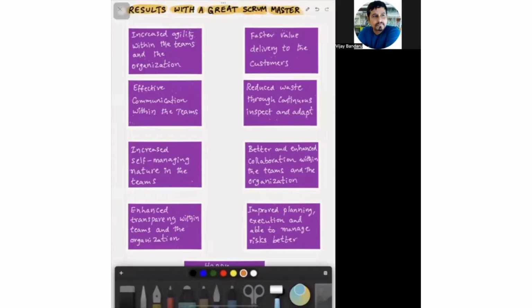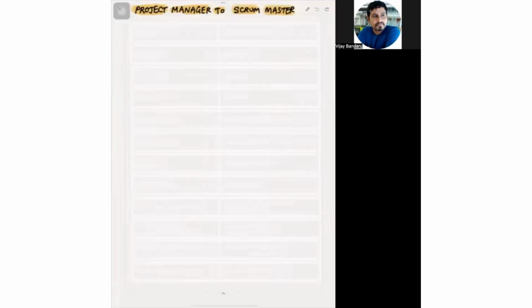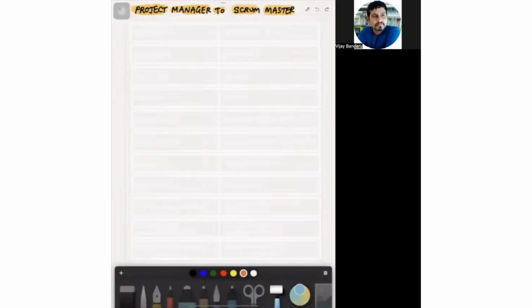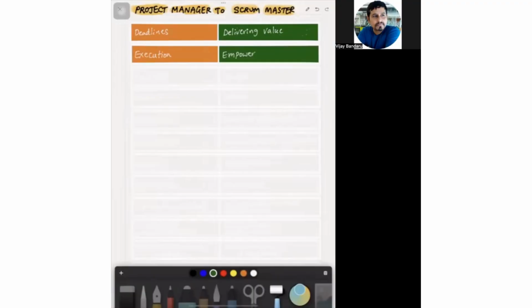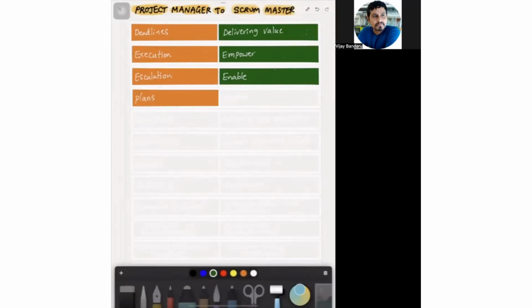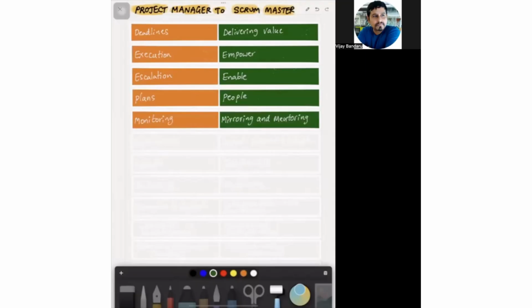Now let's understand how a traditional project manager can transform into a Scrum Master role. It cannot happen overnight, because there is a lot of unlearning and relearning. So what are the focus areas that are required to be unlearned and shifted? Deadline focus to delivering value focus, execution focus to empowering the teams, escalation mindset to enabling mindset, plans focus to people focus, monitoring mindset to mirroring and mentoring.